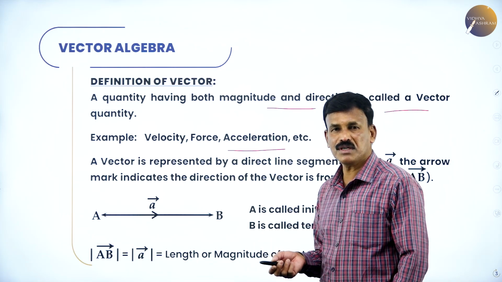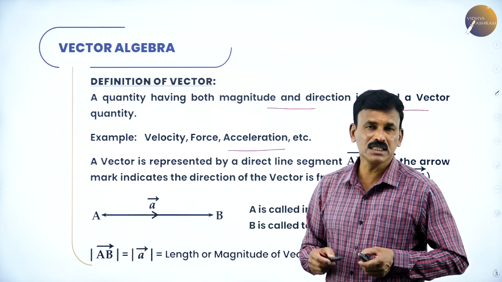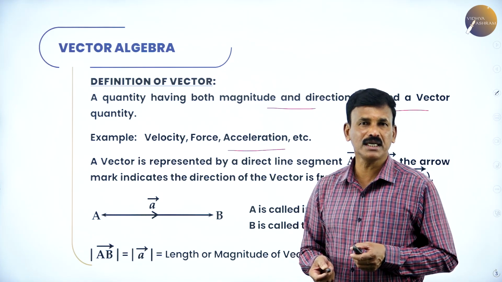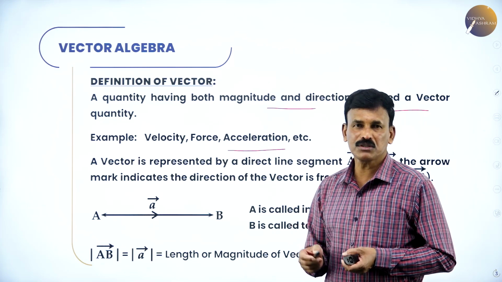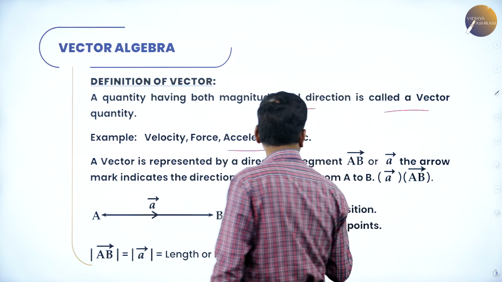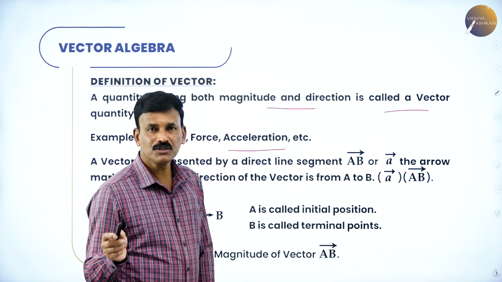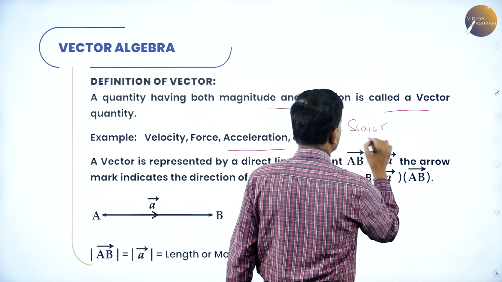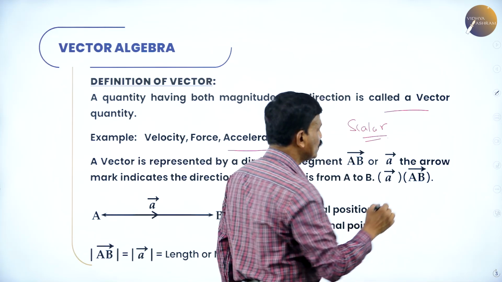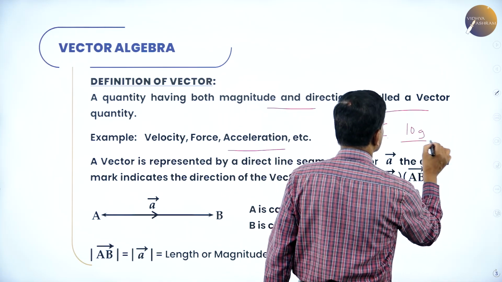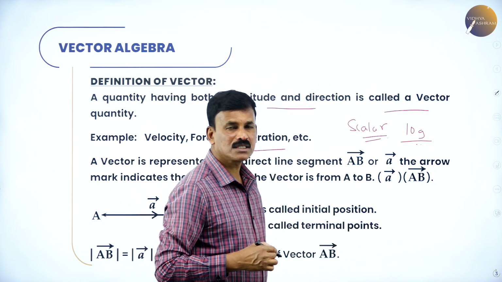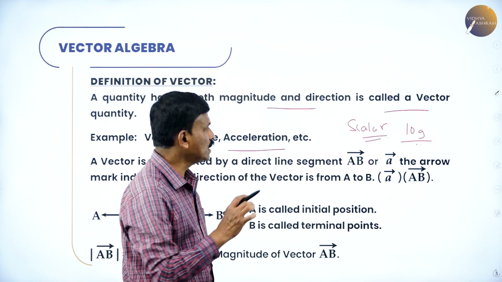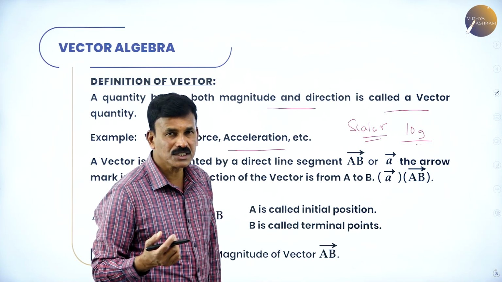The opposite of a vector quantity is a scalar quantity. A quantity having only magnitude but not direction is called a scalar quantity. It will have only the length but not direction. For example, 10 grams or 10 centimeters are nothing but scalar quantities, having only a particular mass but not a particular direction.